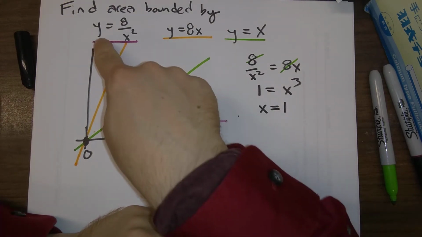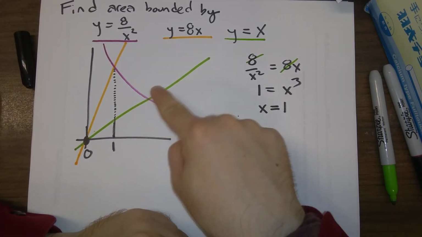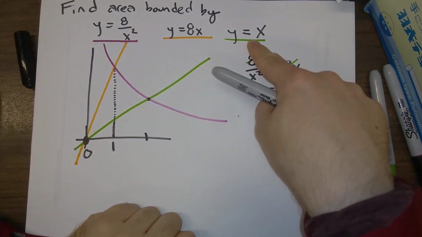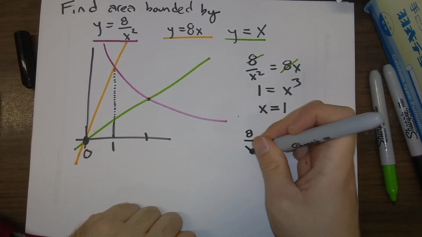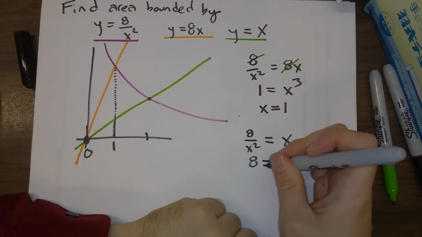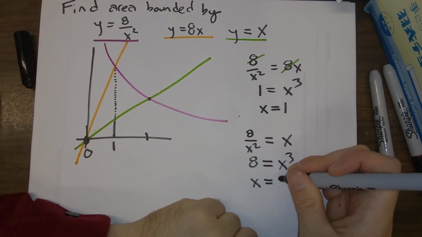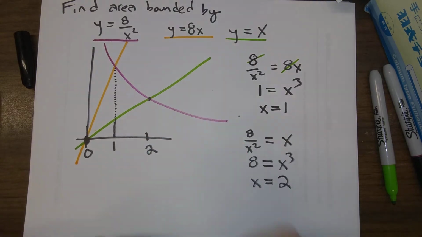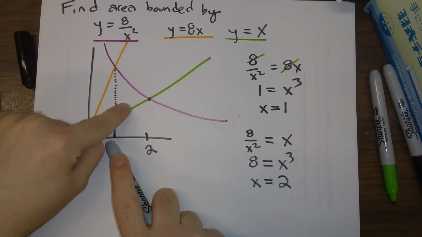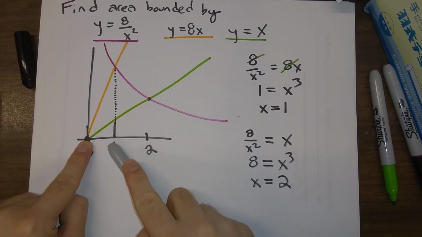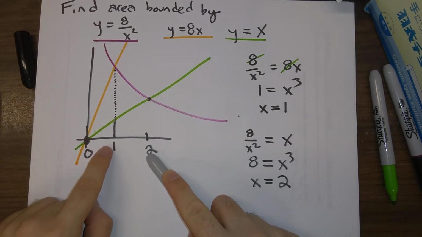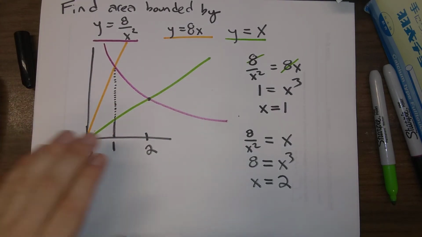Now we have to figure out when is our purple line and our green line equal. What is that intersection point? So purple and green, we want 8 over x squared to equal x, which is 8 is equal to x cubed. That happens when x is equal to 2. So we see here, we're going to be integrating the orange function minus the green function between 0 and 1, and we're going to be integrating the purple function minus the green function between 1 and 2.